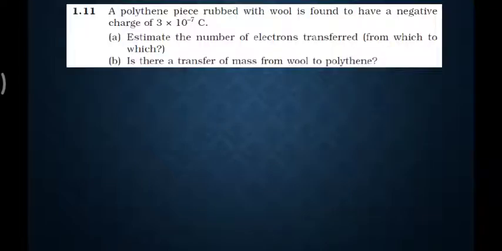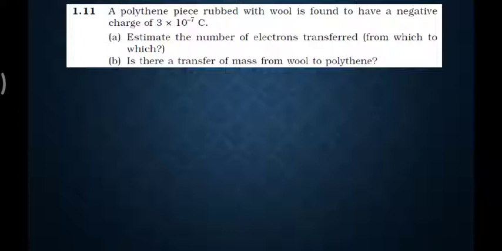Let's go for 10.11. A polythene piece is rubbed with wool. Two things you have here: polythene and wool. The polythene is found to be negatively charged, with a charge of 3 into 10 to the power minus 7 coulomb. Task A is to estimate the number of electrons transferred from one side to the other, either polythene to wool or wool to polythene. Estimate this.